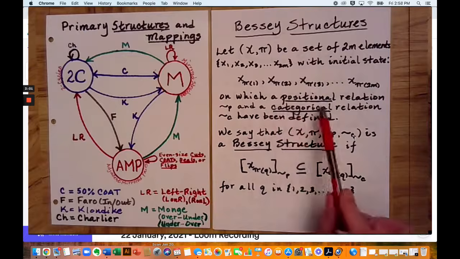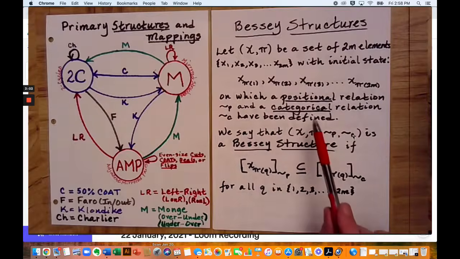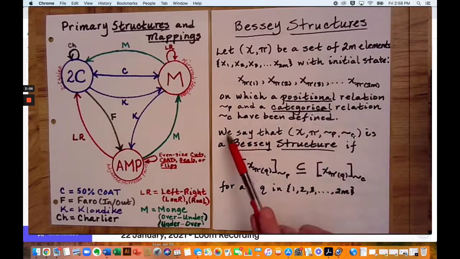So we have a positional relation defined, and we also have a categorical relation defined on the set of objects. Now, all that means is we have different features, characteristics, qualities, or properties of these objects that allow us to put them into distinct groups, especially groups of interest or of importance to us. So we'll see examples of that in just a minute. So just imagine they're in different categories, maybe blue ones and yellow ones and red ones, if you want to think of balls or something.